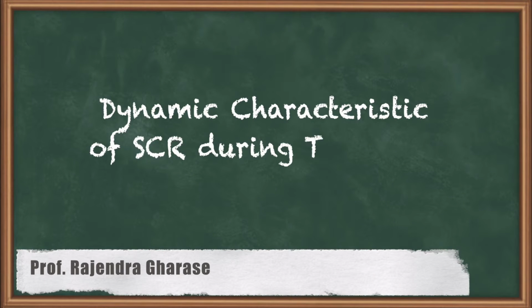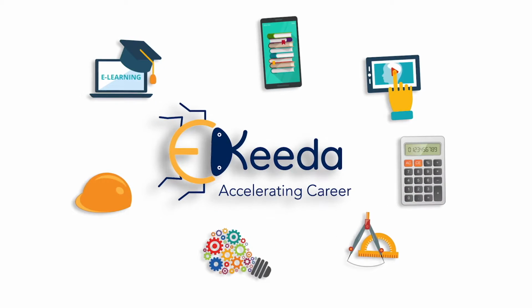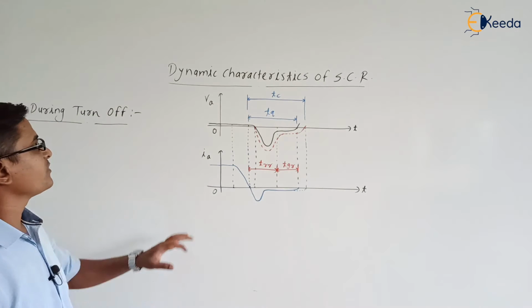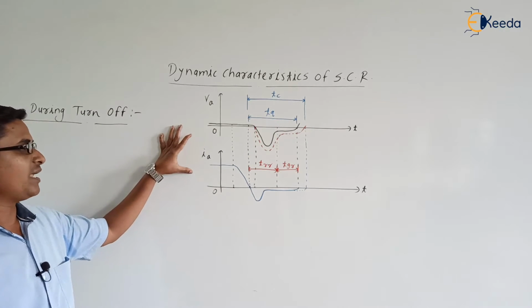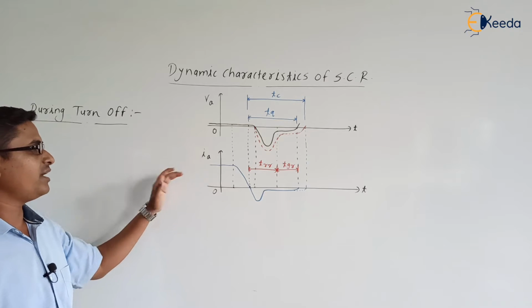Hello friends, in this video we are going to discuss the dynamic characteristics of SCR during turn-off. Here we have the plot for the dynamic characteristics of the SCR during turn-off. It is a plot between VA and IA.